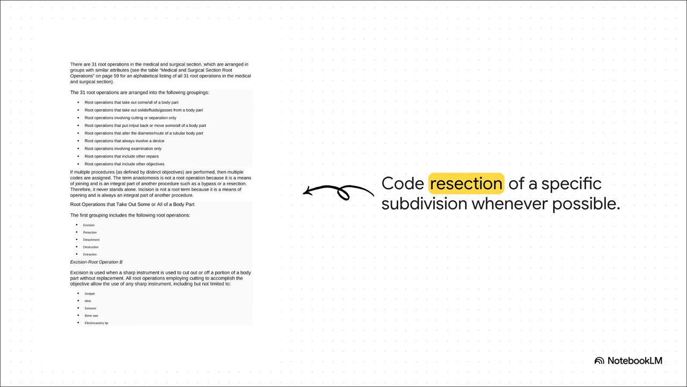specific subdivision. And beyond just excision and resection, advanced neurosurgery relies heavily on the root operation extirpation for clot removals, like in an endovascular thrombectomy for a stroke. And they use restriction for things like aneurysm clipping. Getting these right is absolutely non-negotiable.